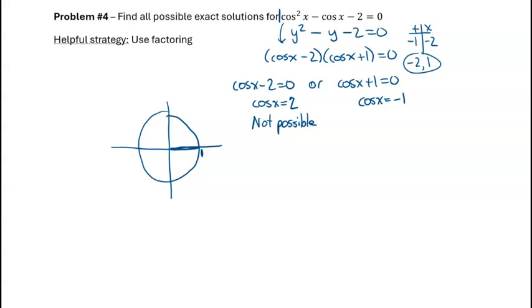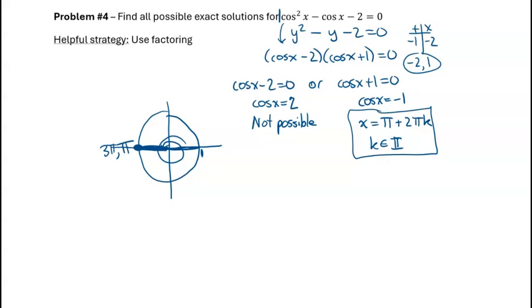Now, for cos x is negative 1, well, that occurs when the x value is equal to the negative of the radius. And so that would be at an angle of pi. And so the only answer here is that we're going to have pi. And then if we go around again, we're going to get 3 pi, and we go around again, we're going to get 5 pi, etc. And so what we can say here is that x is equal to pi plus 2 pi times k, where k is an integer. And so that is our final solution for all possible exact solutions for that factoring situation.